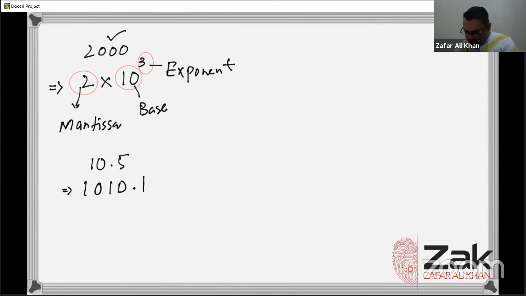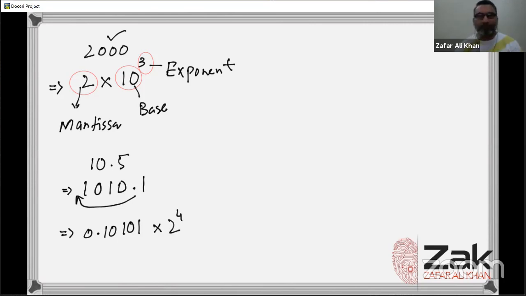Now, what is required is that we should move this point all the way towards the left without thinking of anything. All the way towards the left. Why all the way towards the left? We will discuss shortly. So this would become 0.10101. And the point has traveled 1, 2, 3, 4 positions. So this would become into 2 to the power 4.